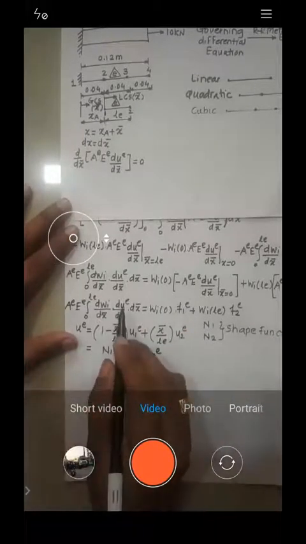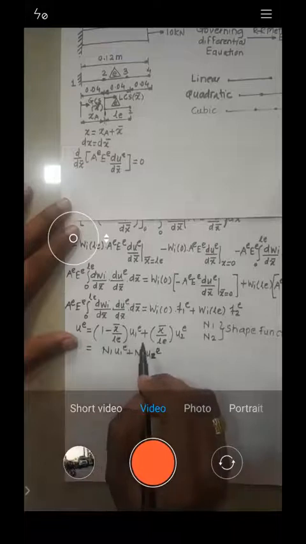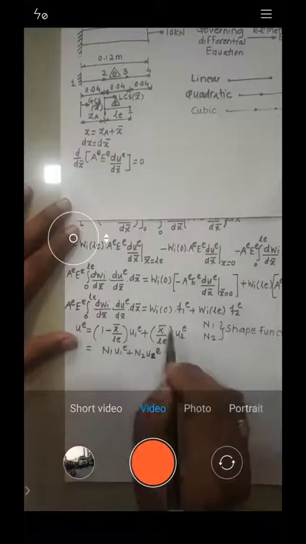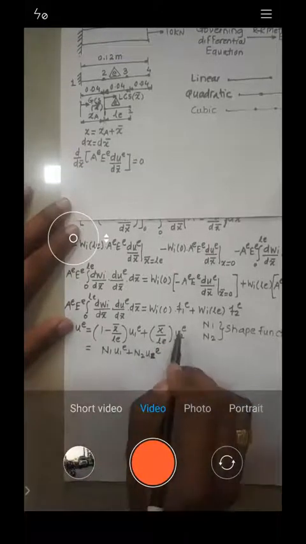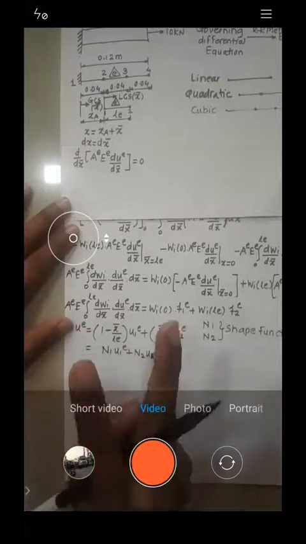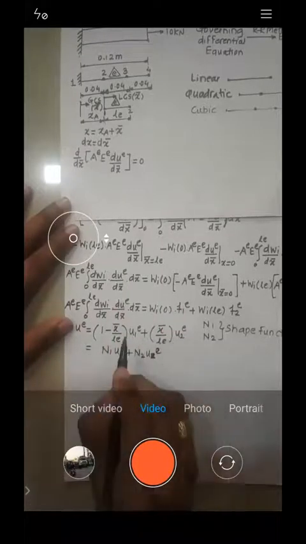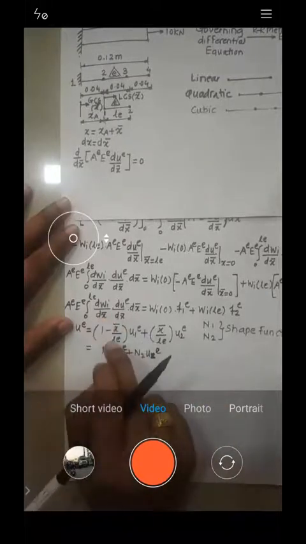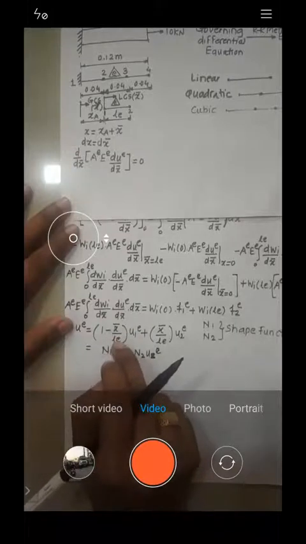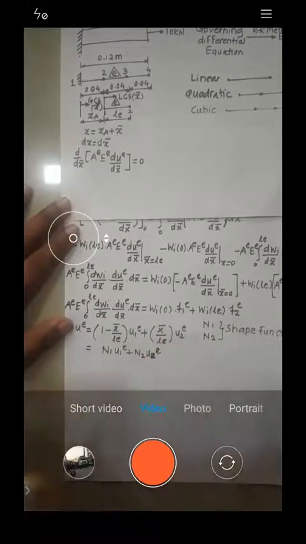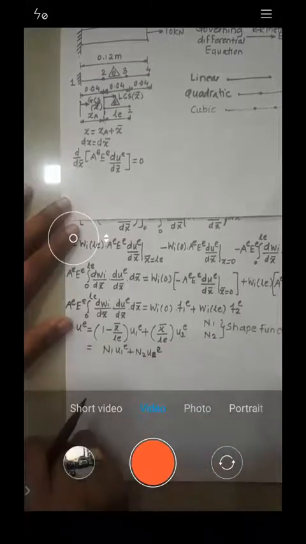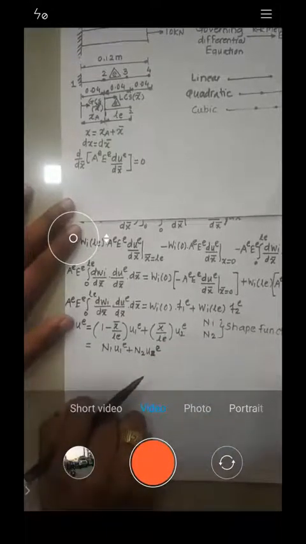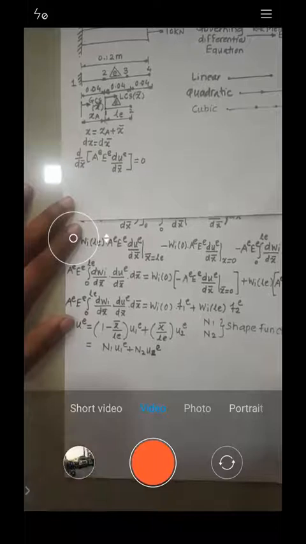Whenever it is a Lagrangian shape function, we need to have this equation for u as (1 minus x bar by LE) u1e plus (x bar by LE) u2e. This equation is for a linear element, because for a linear element there are two nodes, so you are getting two displacements. So what are the shape functions? 1 minus x bar by LE, and x bar by LE. Understood? In the Rayleigh-Ritz method, weight functions are equal to shape functions.